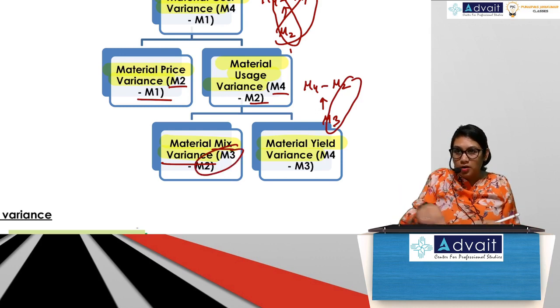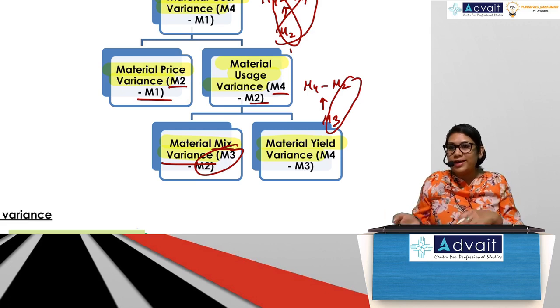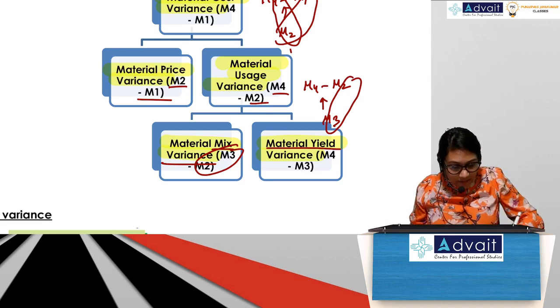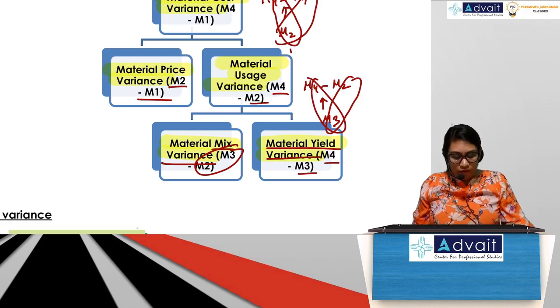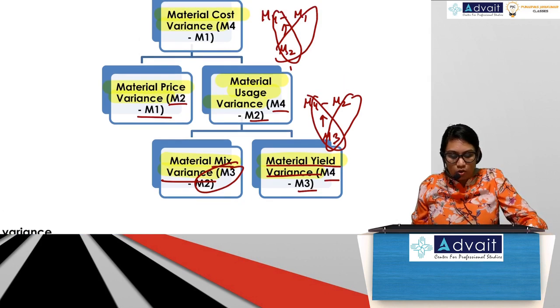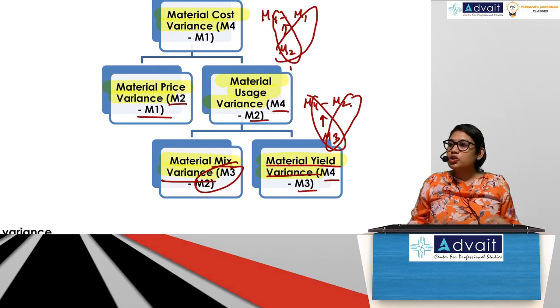That's why you have to remember the order. Don't screw up the order. If you put yield first and mix later, gone. So it has to be in this order only. M3 minus M2, and material yield variance will be M4 minus M3. So first 2 gets paired with 1, then 2 gets paired with 4. Then 3 gets paired with 2, 3 gets paired with 4. Everything has to tally.